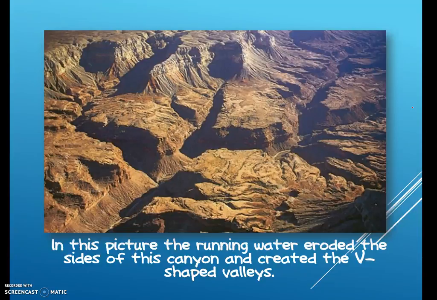So moving water can also create canyons. Many scientists think this is how the Grand Canyon formed. So running water eroded the sides of this canyon and created a V-shaped valley as the rock got moved away.